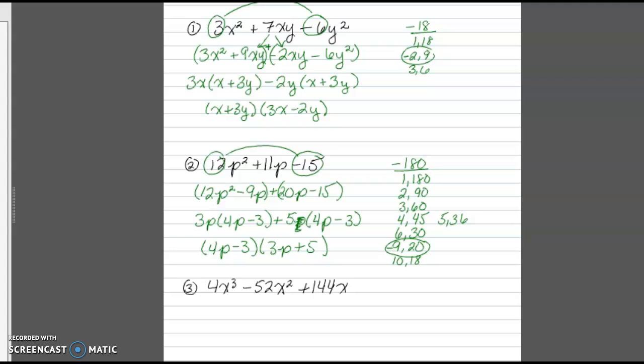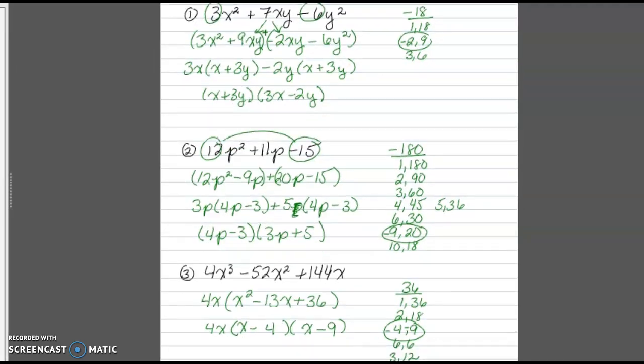I'm going to fast forward this last example and let you take a look at what's here, but there is a GCF there first. So you would have to factor out that GCF before you go ahead and use the method for grouping.